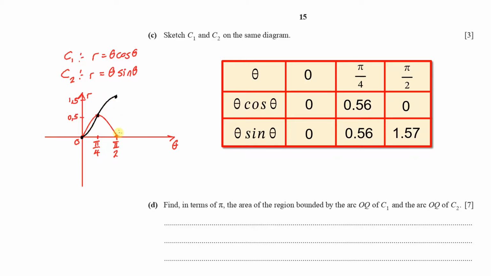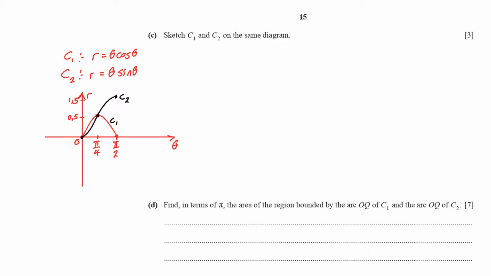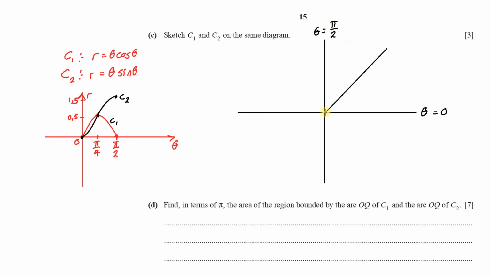So this is the other graph for C2. So we have this graph for C2 and this one for C1. So we now want to put this on a polar graph. So we'll be having it like this. So here this is theta is equal to 0 and this is theta is equal to pi over 2. And let's also have theta is equal to pi over 4. So here theta is equal to pi over 4.